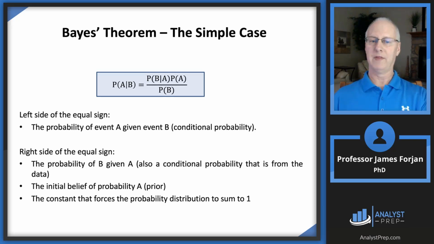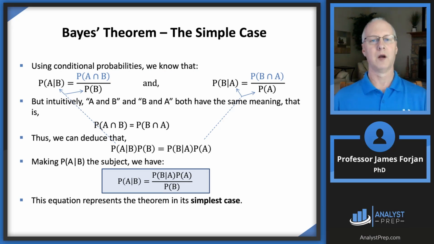We also have in the numerator the initial belief of probability A occurring. We call that a prior probability, and then we have to divide by the probability of event B. And what that does is it forces the probability distribution to sum to 1. All right, let's take a look at this in a little bit more detail.